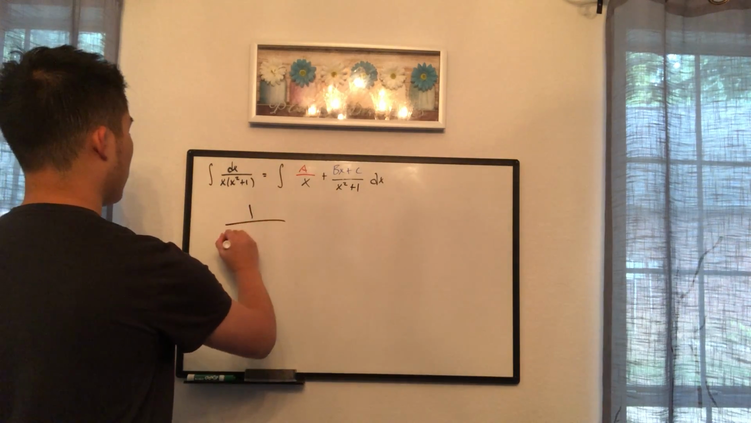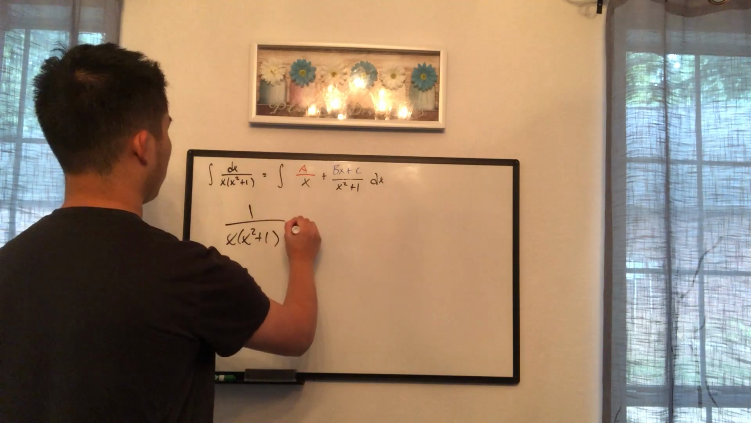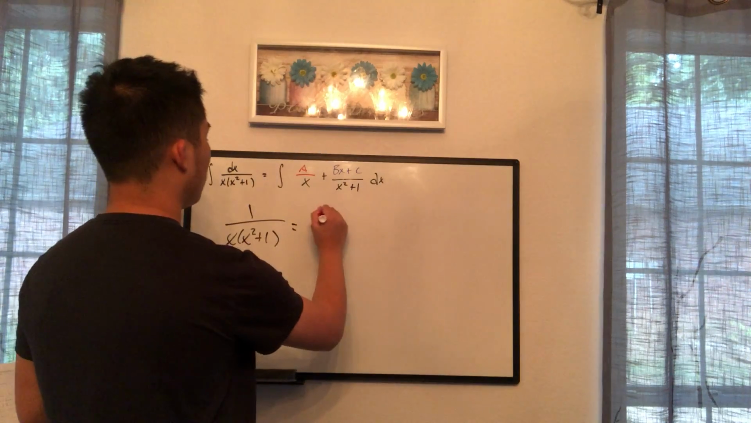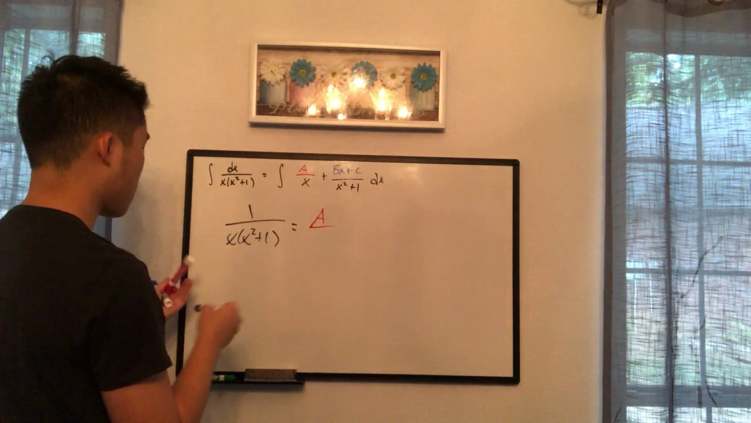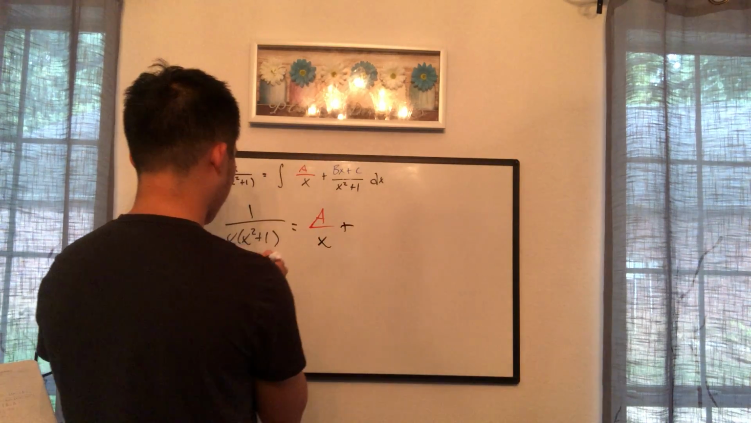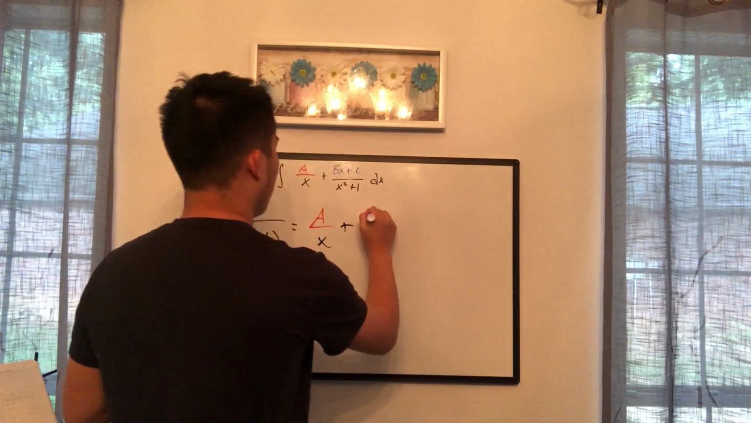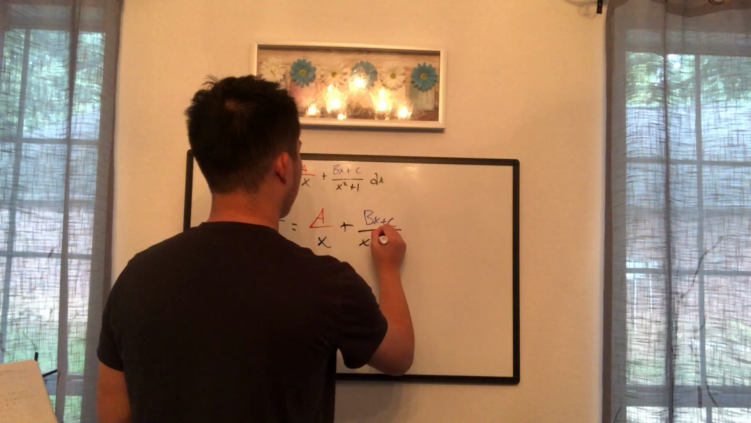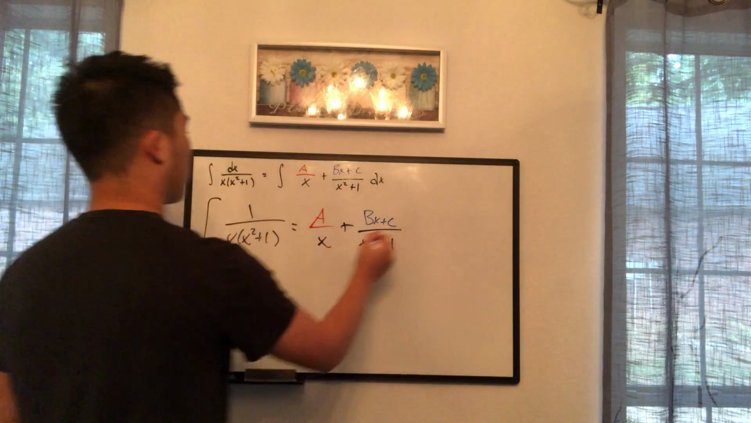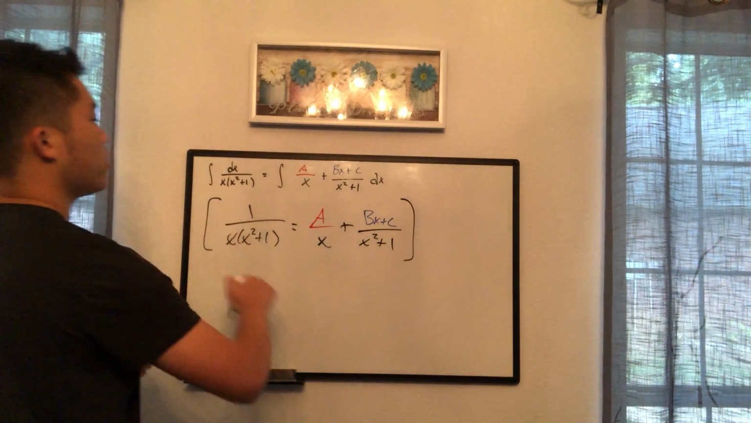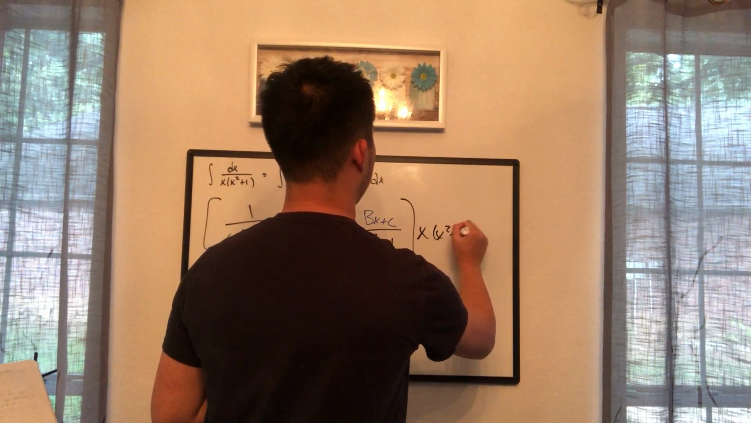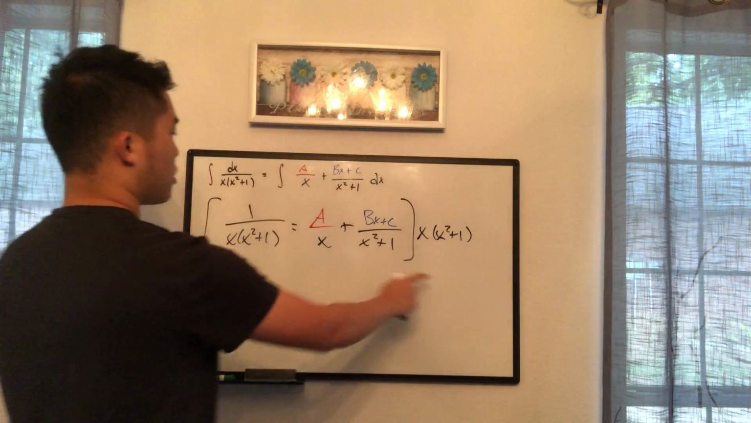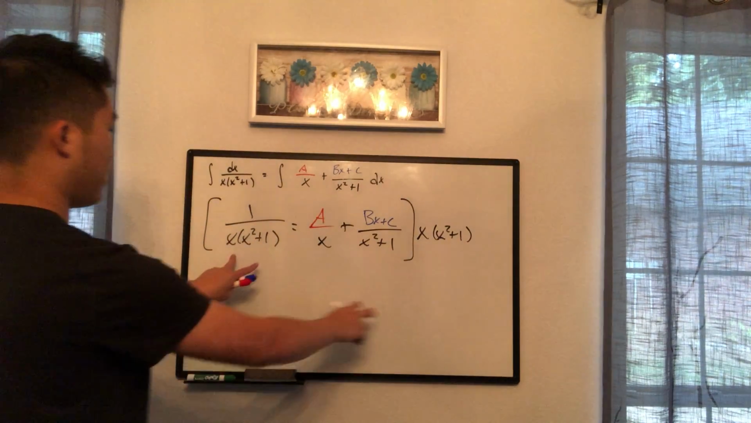So we have 1 over x times x squared plus 1 equals, and I got that from right here, A over x plus Bx plus C over x squared plus 1. And we're going to multiply this whole thing by these two factors right here, x and x squared plus 1. So we can see that they cancel out pretty nicely.